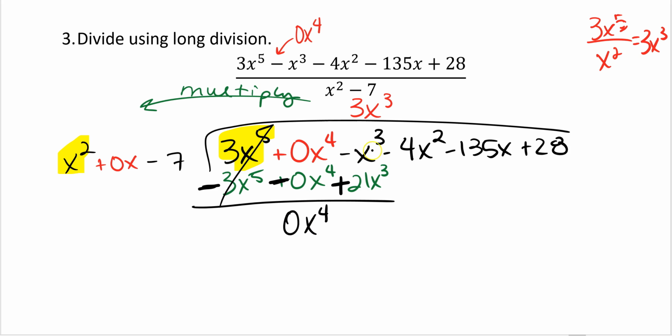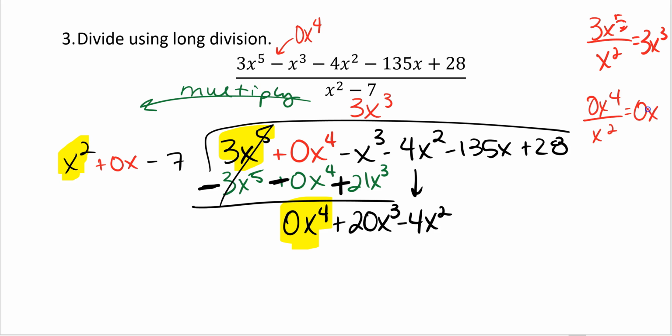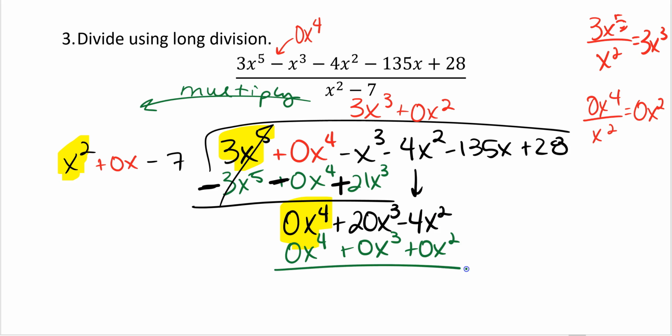And then negative x to the 3rd plus 21x to the 3rd is positive 20x to the 3rd, and then we're going to bring down that minus 4x squared. So now take the leading terms and divide. So 0x to the 4th divided by x squared equals 0x squared. Then we're going to multiply back. So we have 0x to the 4th plus 0x to the 3rd plus 0x squared.